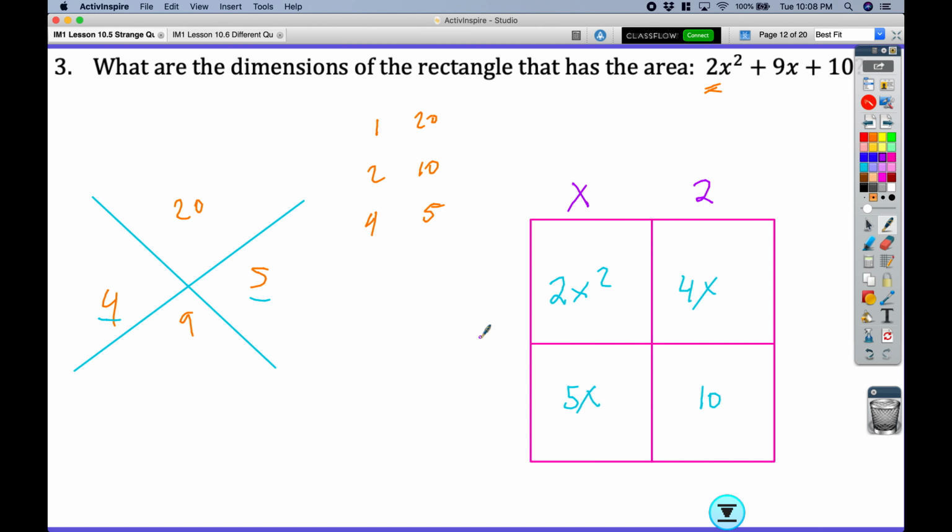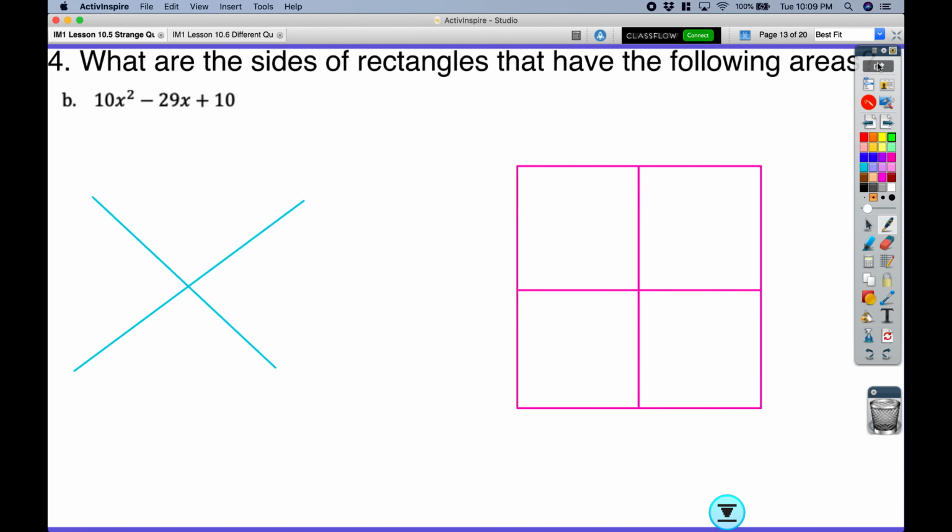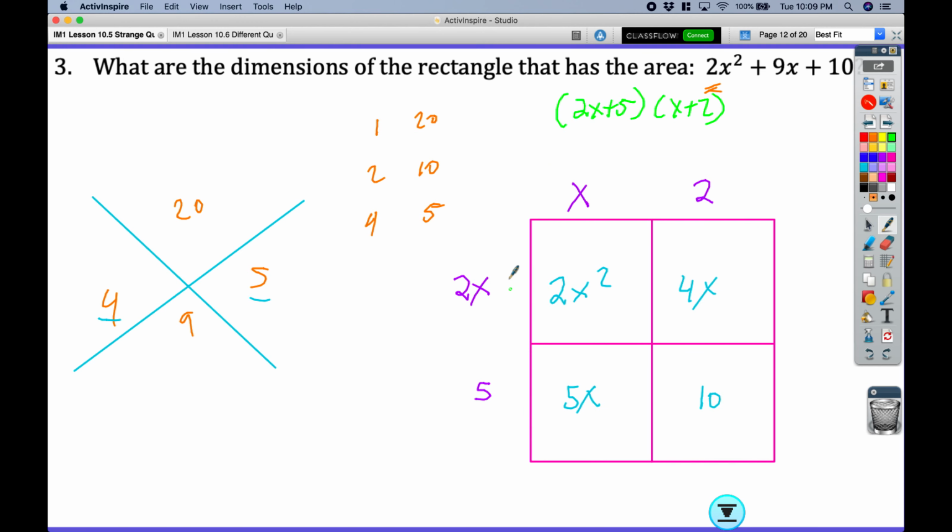Now we're going to go ahead and look at the rows. Here I can pull out a 2x. And 5x and 10, I can pull out 5, these are both divisible by 5. So then in green you can get your final factors of 2x plus 5 and x plus 2. Boom. All right. So far so good. Let's go ahead now and look at what the sides of a rectangle are that have the following area. So remember, guys, to find the area of a rectangle, it's just length times width. So on these, you're literally just trying to find your length times your width to get this value.